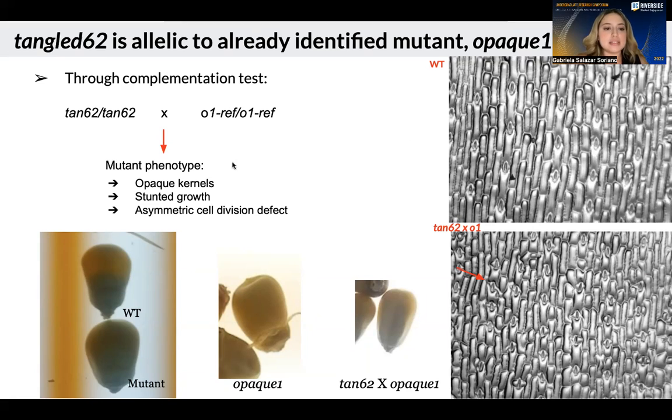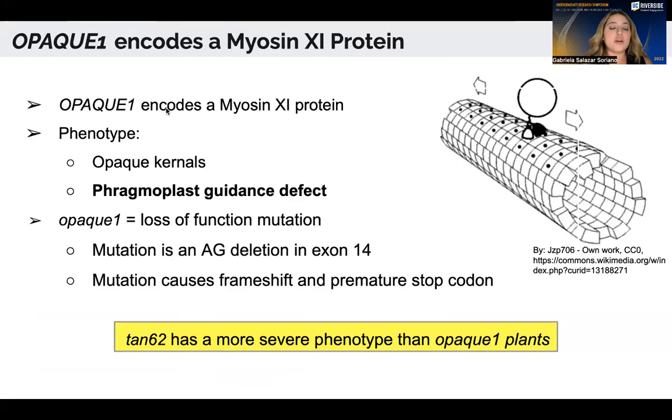However, when we crossed these two, we observed the mutant phenotype, which is the opaque kernels shown here, the stunted growth, and the asymmetric cell division defect, which can be seen through glue impressions. And so learning more about opaque 1, through known literature, we were able to find that it encodes a myosin 11 protein.